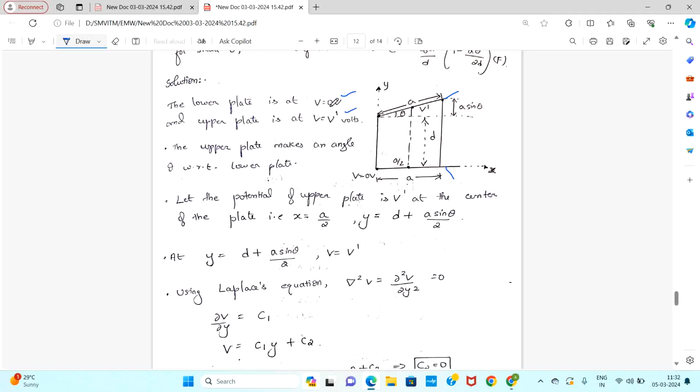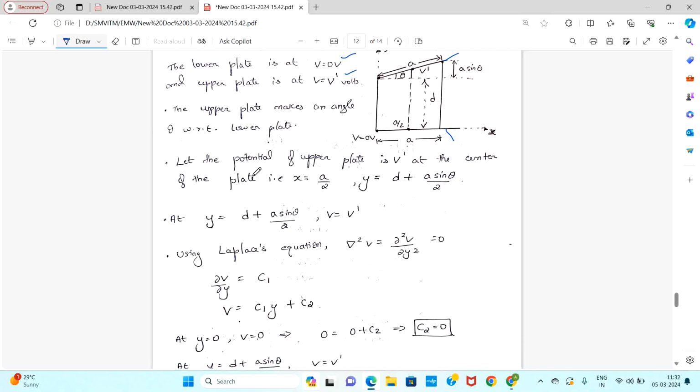We are assuming that the lower plate is at 0 value and the upper plate is at some value that is V dash. And the upper plate is making an angle theta with respect to the lower one. Now let the potential of the upper plate be V dash at the center of the plate. That is, if this is a, then at the center, the x-axis value will be a by 2. Okay, this is your x-axis and this is the y-axis. So in the x direction, if I drop a line from the center, this distance becomes a by 2. And this distance up to this point is the y-axis value.